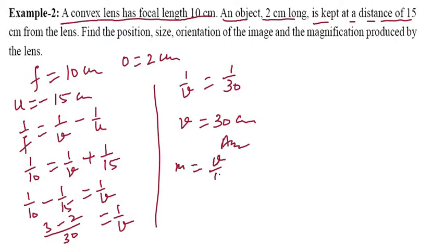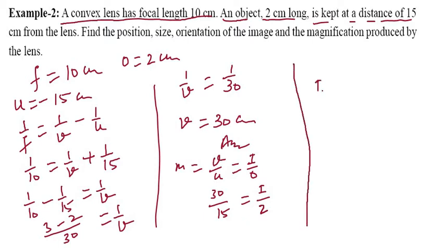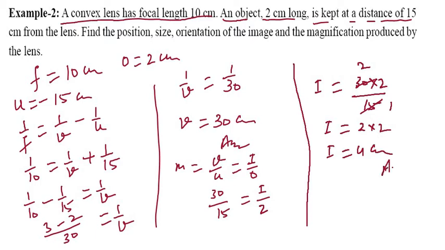M is equal to V upon U is equal to I upon O. Now put the value. V is given as 30. As you know, U is equal to 15. I we want to find, and O is given as 2 centimeter. Now we can find the I. So I will be equal to 30 into 2 upon 15. So I will be equal to 2 into 2, that is 4 centimeters. So that one is your answer.